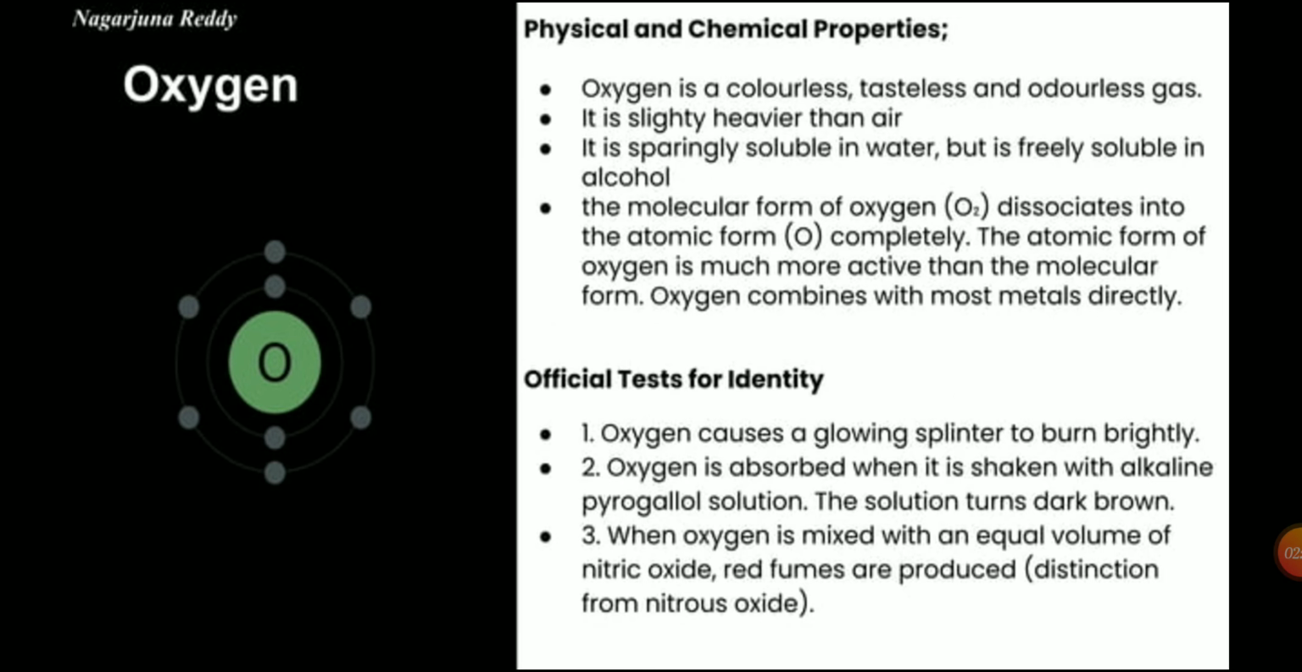Next are the physical and chemical properties of oxygen. Oxygen is colorless, tasteless, and odorless. It is slightly heavier than air. It is sparingly soluble in water, but freely soluble in alcohol. See, these are the properties. Just remember that oxygen has no color, no taste, no odor, is slightly heavier than air, and is sparingly soluble in water but freely soluble in alcohol. The molecular formula of oxygen is O2.